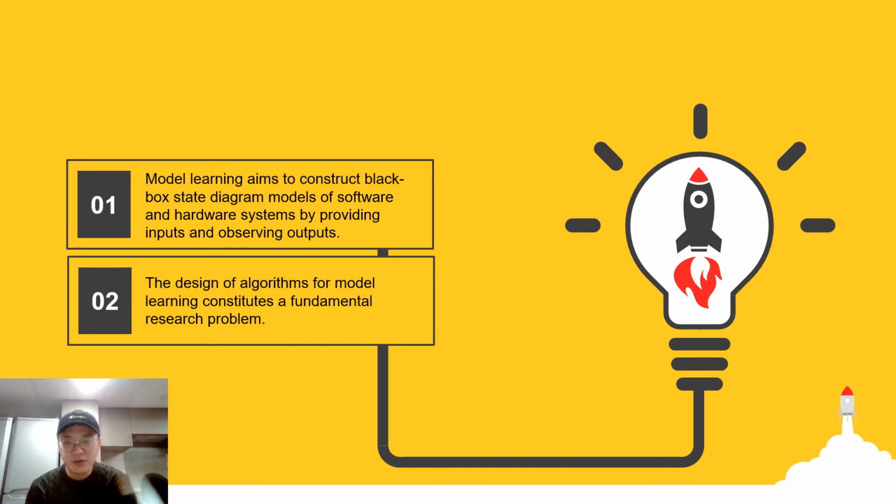In this author's research, he wanted to make it possible for computers to do this learning process by using some algorithms, which is called model learning. So model learning aims to construct black box state diagram models of software and hardware systems by providing inputs and observing the outputs. The design of algorithms for model learning constitutes fundamental research problems.